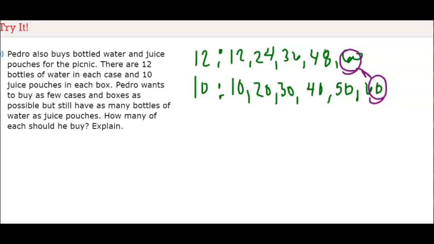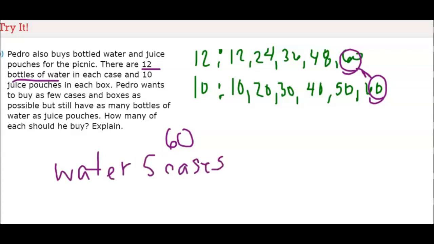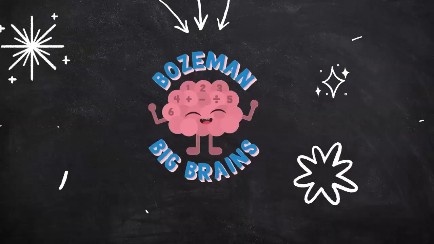So how many should he buy of each? He should buy 60 of each. So that would mean out of the 12 bottles of water, he would need 5 cases, and for the juice he would need to buy 6 boxes so that he has 60 of each.